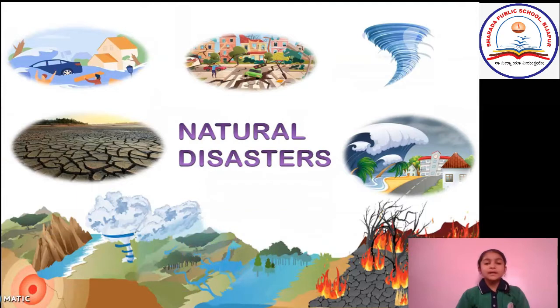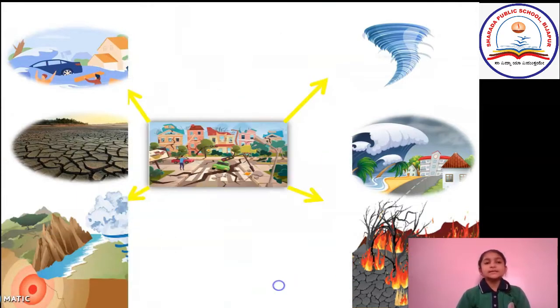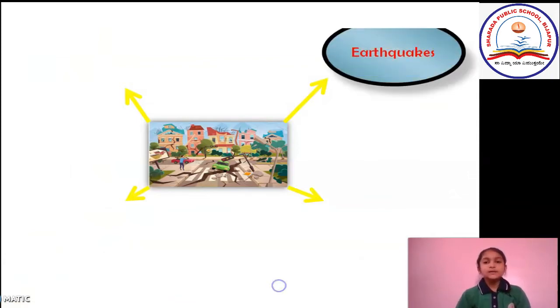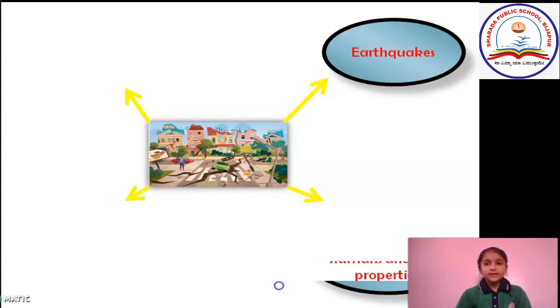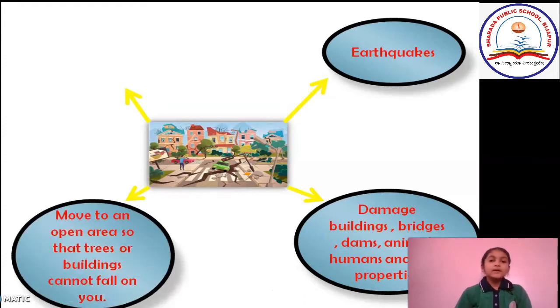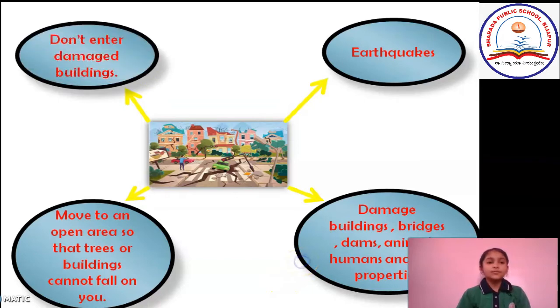Today I am going to explain about the topic natural disasters. In our today's topic we are going to learn about 5 natural disasters. The first one is earthquakes. Earthquakes damage buildings, bridges, dams, animals, humans, and their properties. When there is an earthquake, move to an open area so that the trees or the buildings cannot fall on you. Don't enter the damaged buildings after an earthquake.